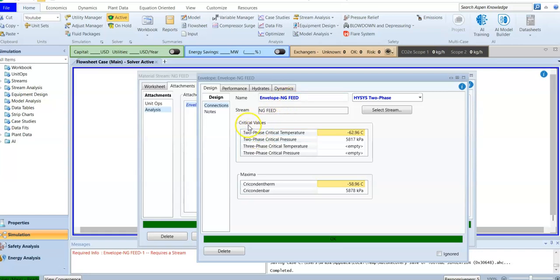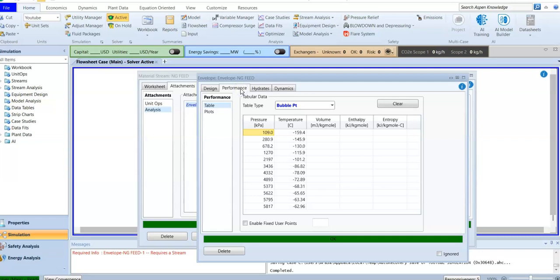These are the critical values. We have talked about the 2-phase and 3-phase. We are dealing with the 2-phase because we don't have water in our material stream. If we had, we would have a 3-phase critical temperature. So this is the critical temperature and this is the critical pressure. This is the maximum, which is the Cricondentherm and the Cricondenbar. We have defined these before.